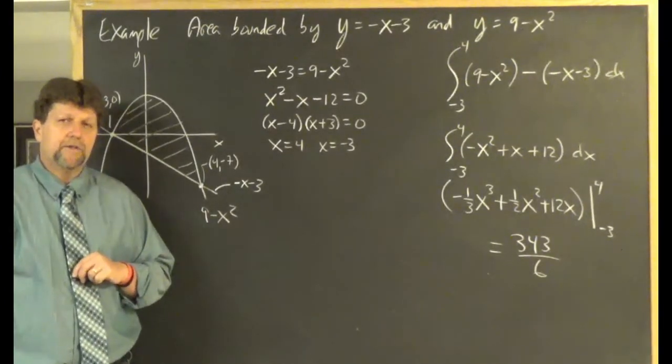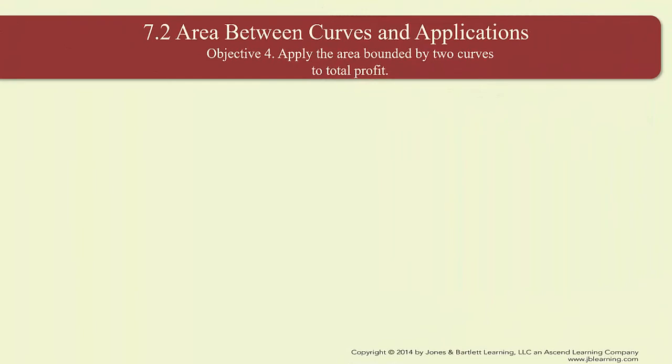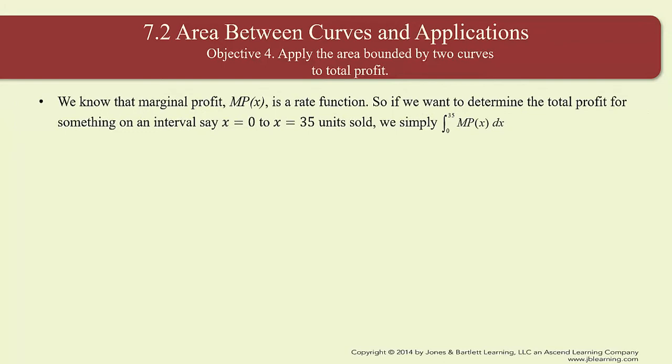In section 7.2, we saw how to find the area between two curves. Continuing on, we know that marginal profit is a rate function. So if we want to determine the total profit for some item on an interval, say x equals 0 to x equals 35 units sold, we would simply integrate from 0 to 35 the marginal profit function. Remember, when you integrate a rate function like marginal profit, it gives a total.